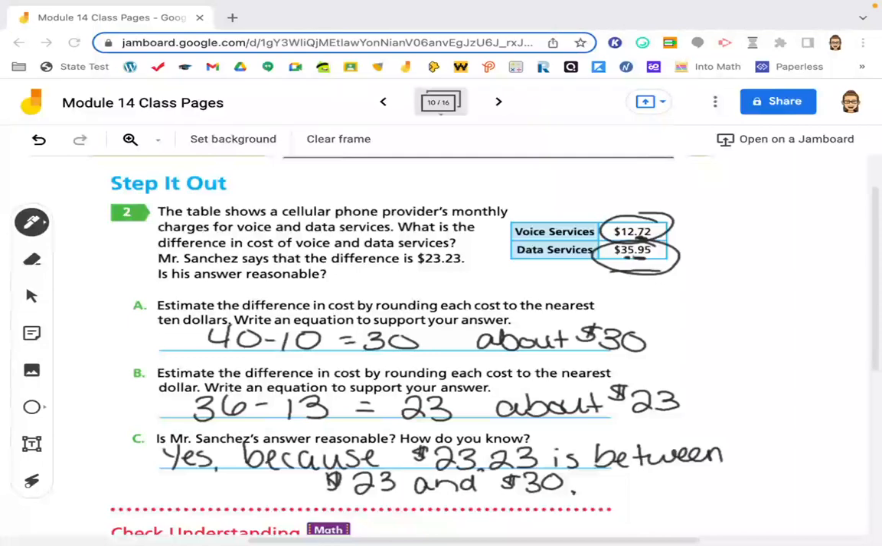And that is all for today's lesson. Hopefully, you're now able to use benchmarks or rounding to check the reasonableness of decimal sums and differences. And remember, in order to be a math person, I have to be a person and do math.